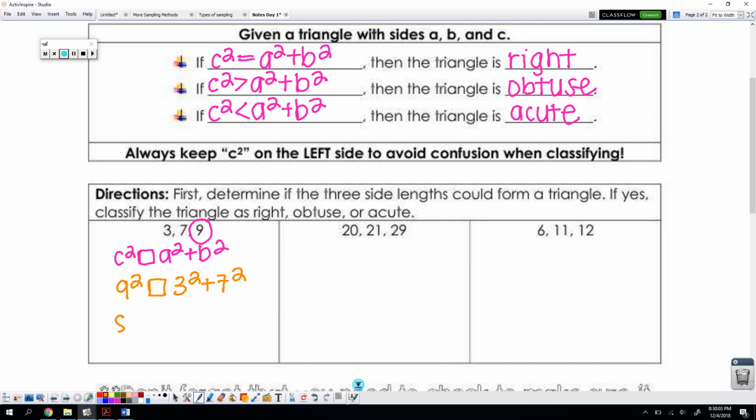So 81 compared to 9 plus 49. So we have 81, let's fill in that box. 9 plus 49 is 58. So that means 81 is bigger, which means that our hypotenuse was bigger, which means that this is obtuse.